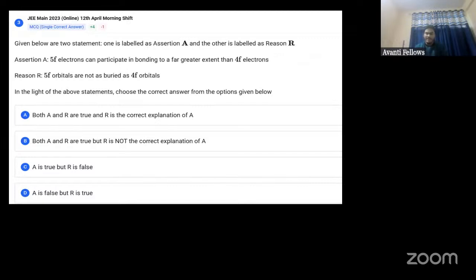5f electrons can participate in bonding to a far greater extent than 4f electrons. This is correct, right? Because जो actinides होते हैं ना, elements in which the 5f orbitals are being filled, the 5f electrons can participate in bonding, right? In contrast with the lanthanoid elements, in which 4f orbitals are being filled, the 4f electrons largely do not participate in bonding. तो statement और reason दोनों बिल्कुल correct हैं. So we can say that option A is absolutely correct. Clear है?